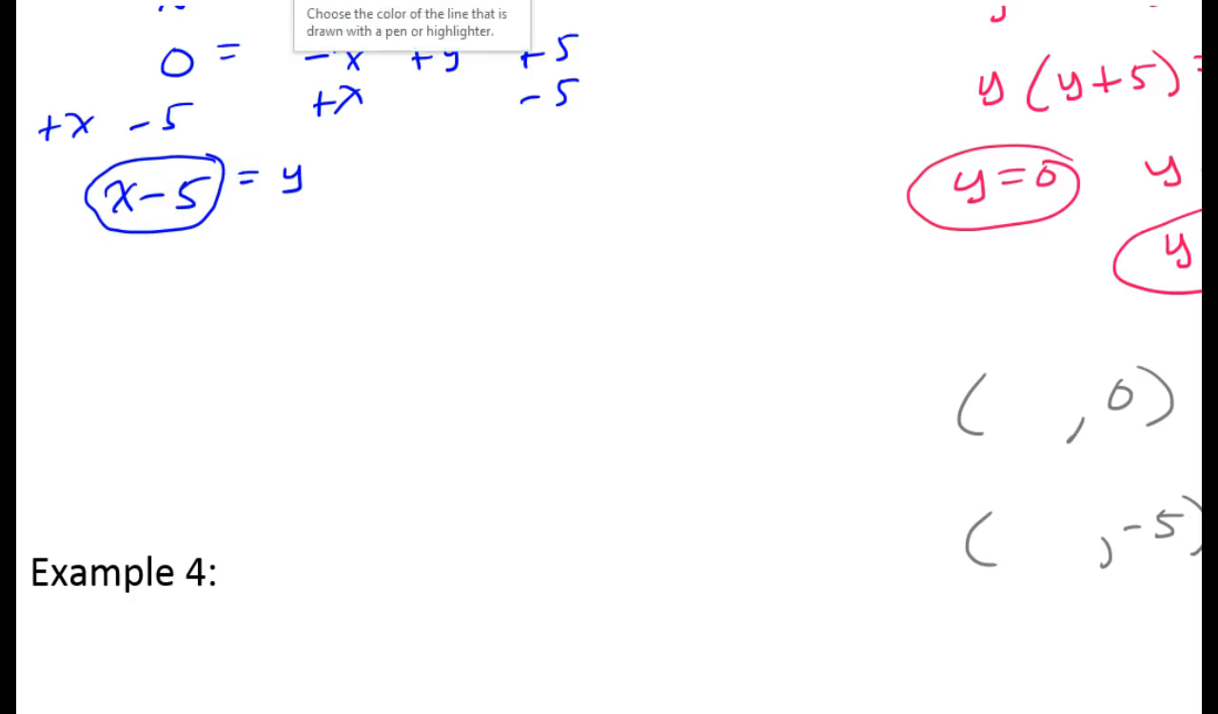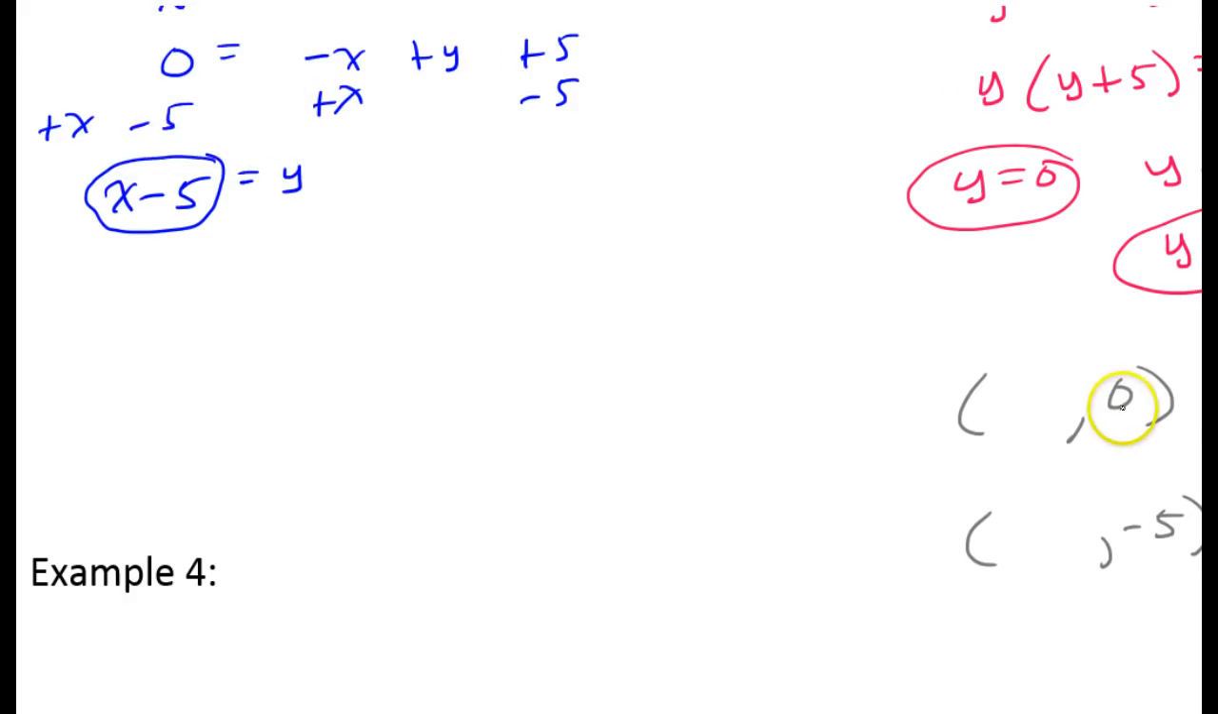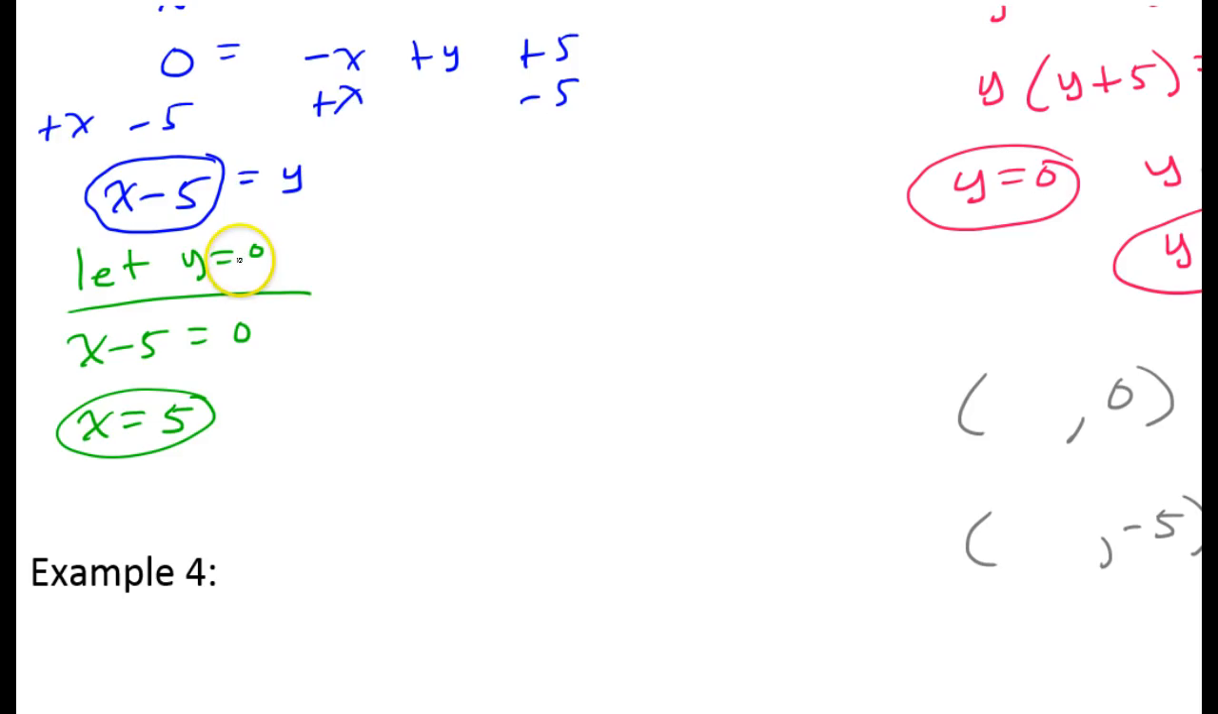So let's see what happens if I do that. I think I'll use green. So let's use a y value of 0. Okay, let y equal 0. That's going to give us x minus 5 is equal to 0. Add 5 to both sides. That gives me x equals 5. So if y is 0, x is 5. So that is a point. Y is 0, x is 5. That's one of my solutions.